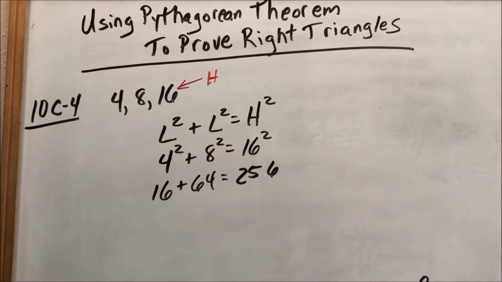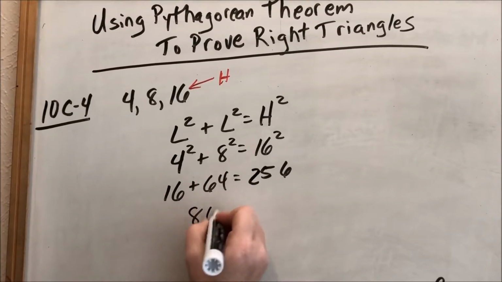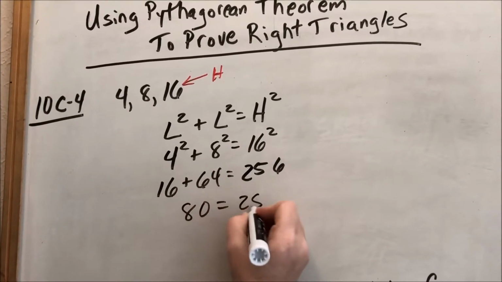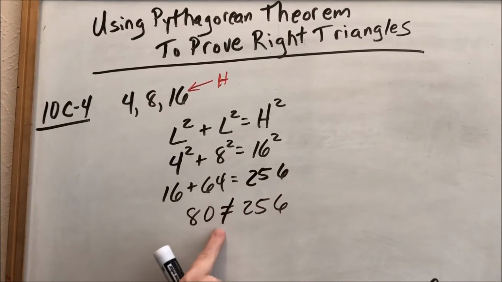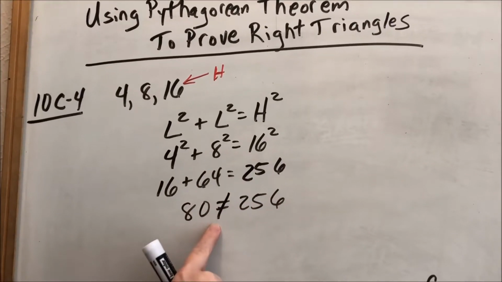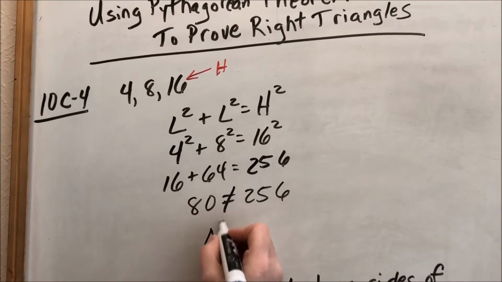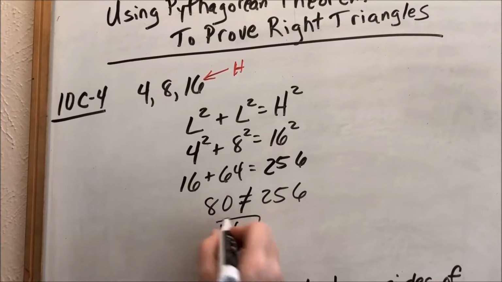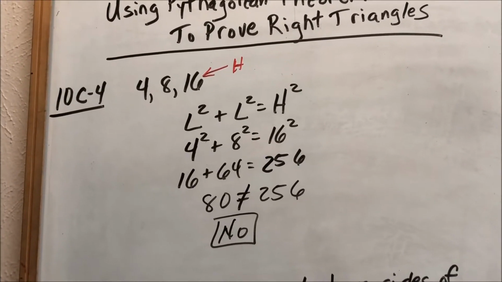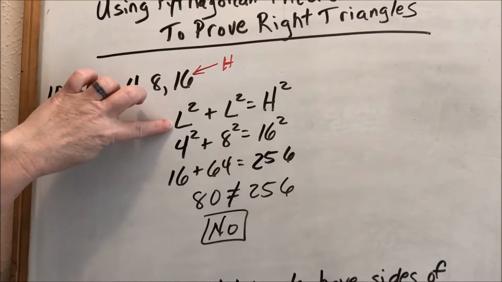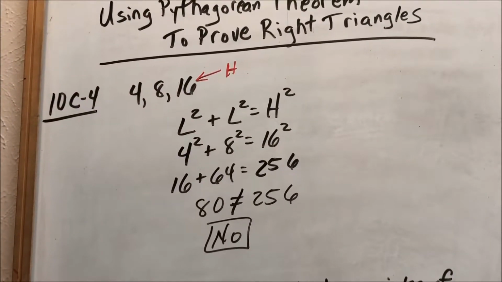So now add the 16 and the 64 together. That would be 80 equals 256. Are those two equal? No. So usually put this symbol, that means does not equal to. If the left does not equal the right, then no, it is not a right triangle. Only if the left side equals the right side, and we can show this by Pythagorean Theorem, this tells us it is a right triangle.